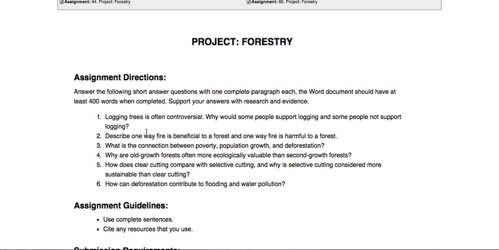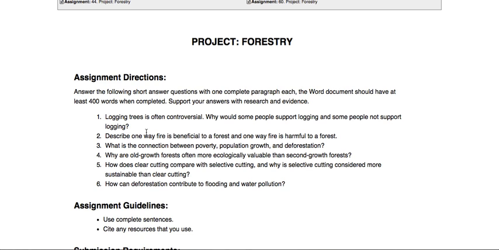Fifth question, how does clear cutting compare with selective cutting, and why is selective cutting considered more sustainable than clear cutting? Again, you can find this answer in your lesson. In addition, you can find some really good information on this online. Again, I would just remind you to please make sure that you cite your source, either parenthetically or at the end of this question.